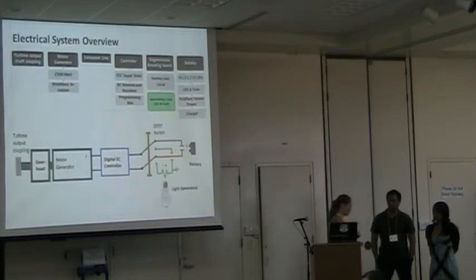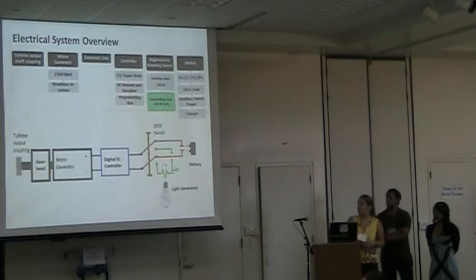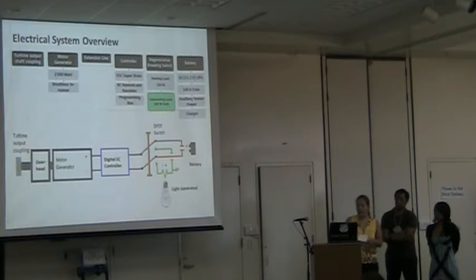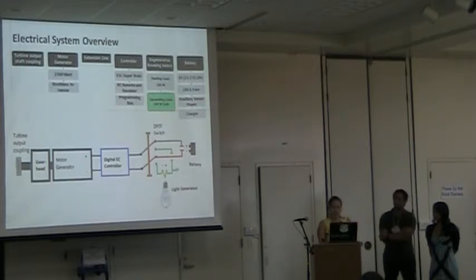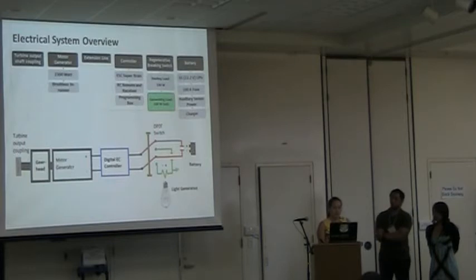Okay, so this is an overview of the electrical subsystem itself. On your left is the turbine output coupled to the generator, which is controlled by the DC controller and a switch that lets you go from battery to start and to storage mode, which is the green light generated section. To start it, we use a 6S lithium battery, similar to what you would find in a model airplane, and a 100 amp fuse for protection. It's for safety purposes.